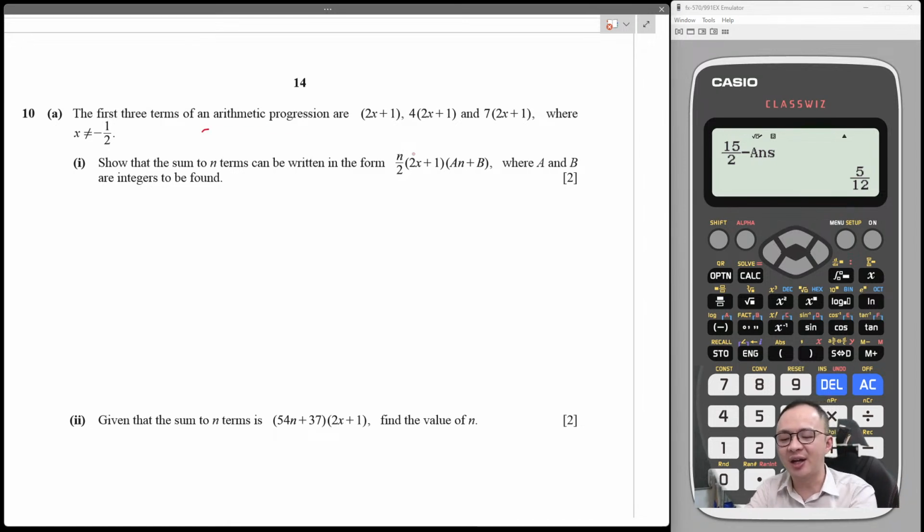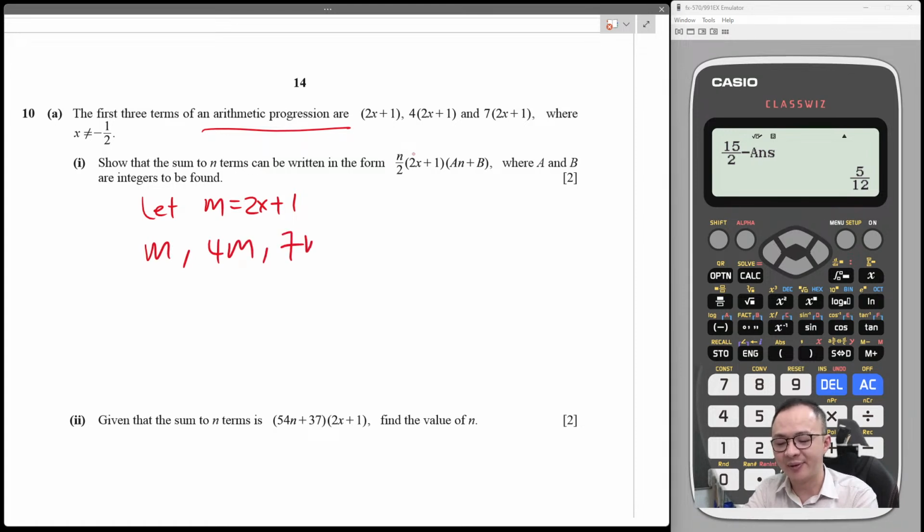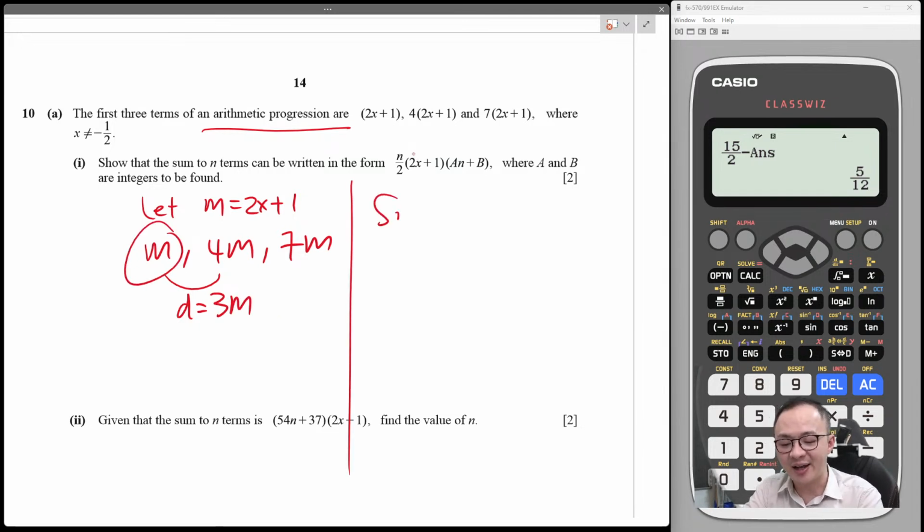They tell you this is an arithmetic progression, an AP, and this is the first 3 terms. So I will just let A equal to 2x plus 1. Or if you don't like A, I can use M. Okay, so you can see there's M, 4M, 7M. Then now you can find the common difference, right? 4M minus M, which is 3M, isn't it? So the common difference is 3M. First term is M. Now I can do the Sn formula.